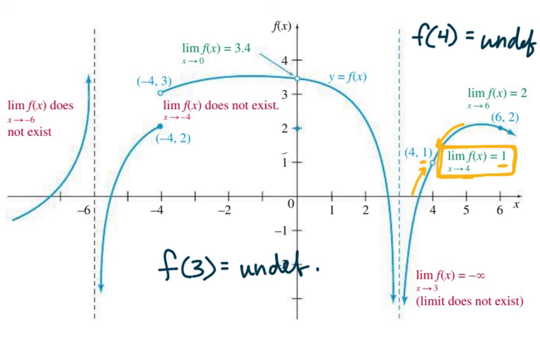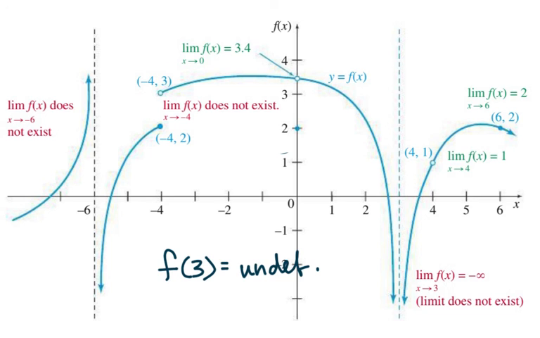All right, one more. The last one we're looking at here is as we approach +6. Approaching +6 from the left, we go to y equals 2. Approaching +6 from the right, we also go to this defined point at 2. So since the left and right match, we say the limit as x approaches 6 of the function is equal to 2.